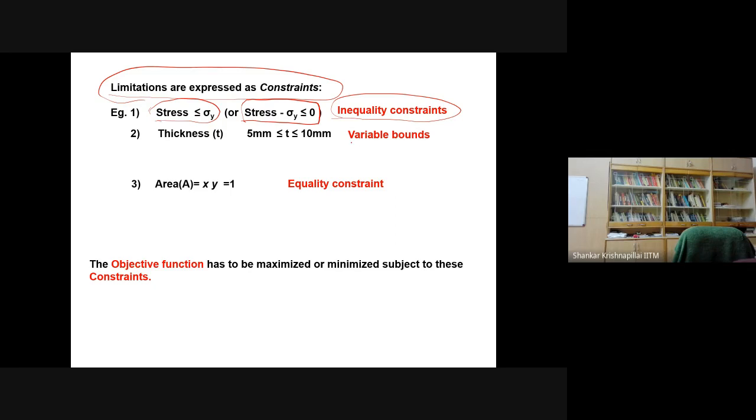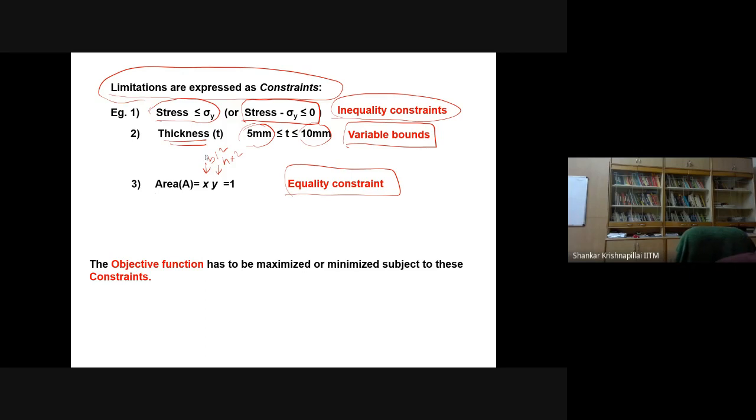Then another type of constraint is called variable bounds. For example, thickness t of a tube should be between 5 mm and 10 mm. That is another example of an inequality constraint, called a variable bound. Then the third example is the equality constraint. For example, if b is the breadth and h is the height, then bh should be exactly equal to 1. So if b becomes b by 2, then h should become 2h. Only those combinations will be allowed by the equality constraint.